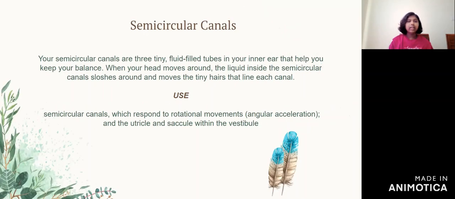Canals. Your semicircular canals are three tiny fluid-filled tubes in your inner ear that help you keep your balance. When your head moves around, the liquid inside the semicircular canal sloshes around and moves the tiny hairs that line each canal. The use of semicircular canals, which respond to rotational movements, and the utricle and saccule within the vestibule.